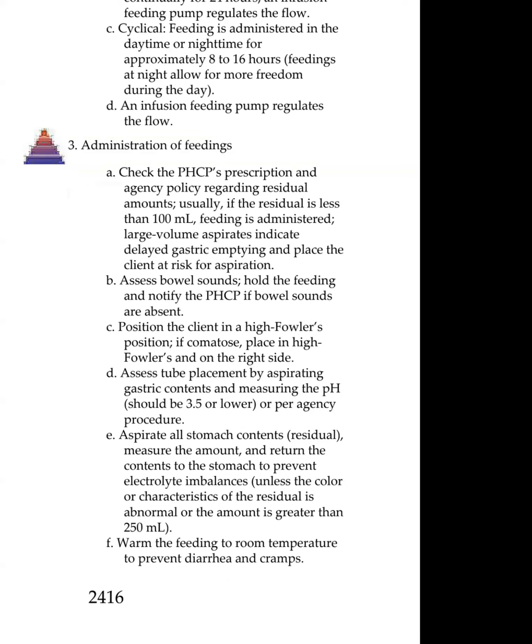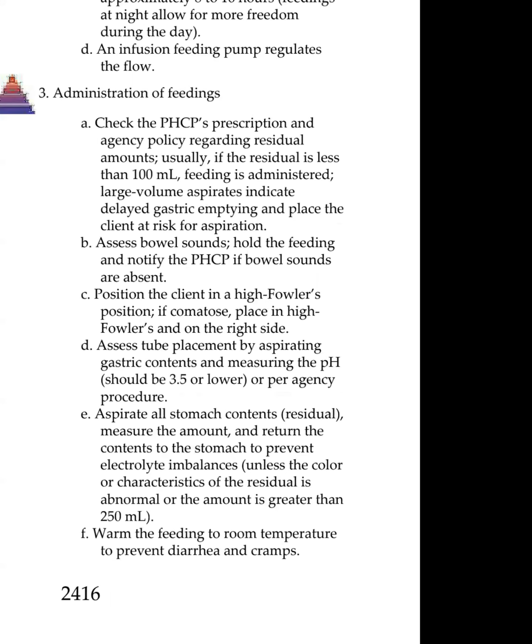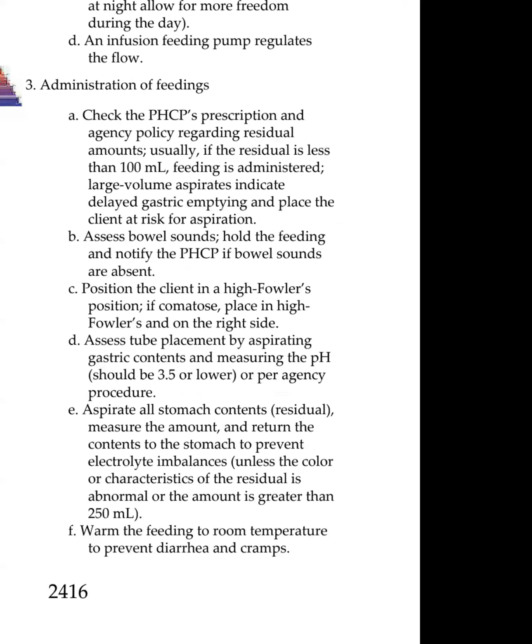Position the client in high Fowler's to eliminate the risk of aspiration. If the client is comatose, meaning in a coma or unconscious, place them in high Fowler's and on the right side. Assess the tube placement by aspirating the gastric content. We aspirate the stomach content to know that the tube is in the stomach.